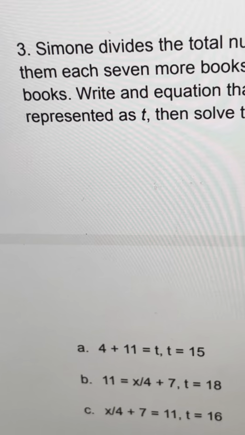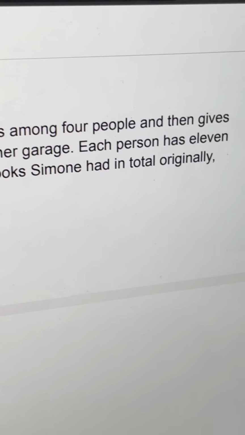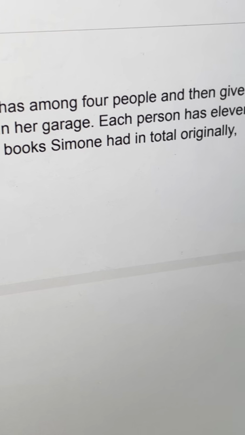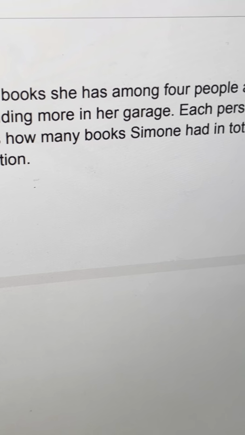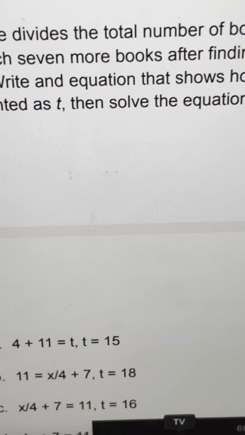Number 3. Simone divides the total number of books she has among 4 people, then gives them each 7 more books after finding more in her garage. Each person has 11 books. Write an equation that shows how many books Simone has in total originally, represented as T, then solve the equation.